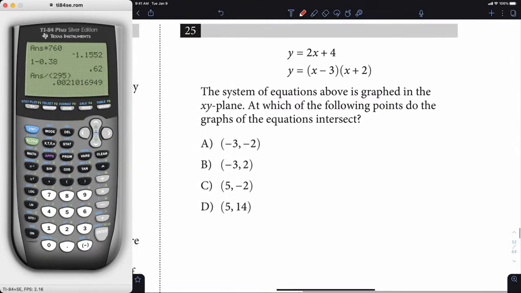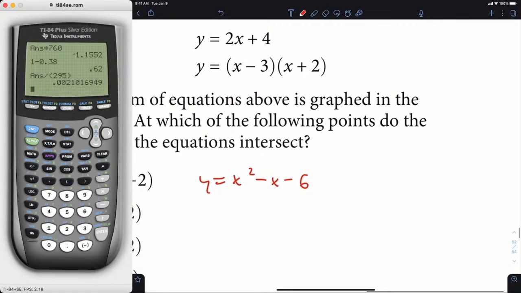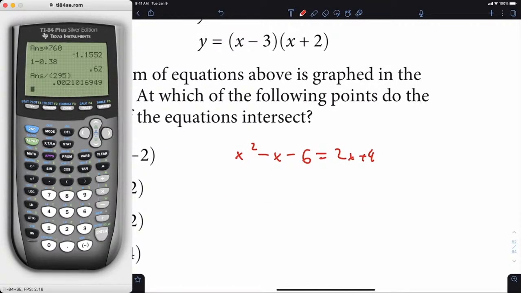Awesome. Okay, the system of equations above is graphed in the xy plane. At which of the following points do the graphs of the equations intersect? Let's go ahead and FOIL this out, I guess. So y is equal to x squared minus x minus 6, and that's going to be equal to 2x plus 4. We can set those equal, right, because they both equal y. And then I'm going to subtract the 2x and the 4 to the other side. So I get x squared minus 3x minus 10 is equal to 0.